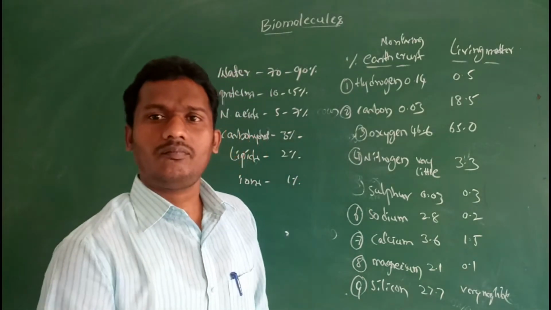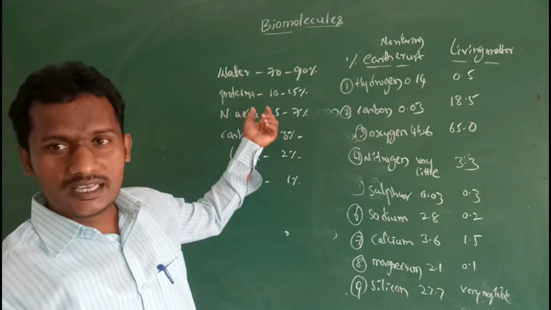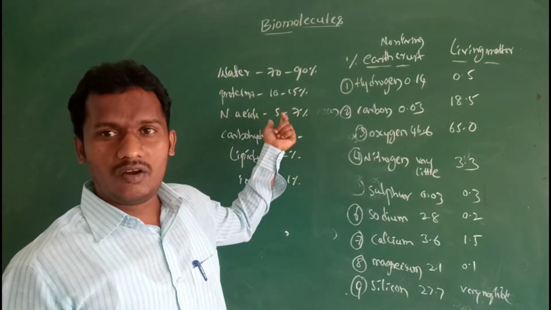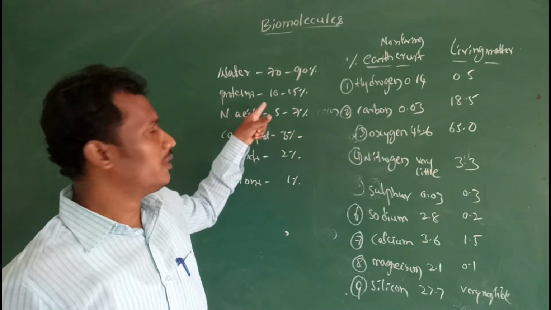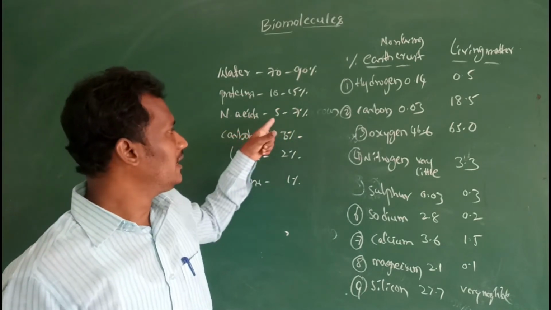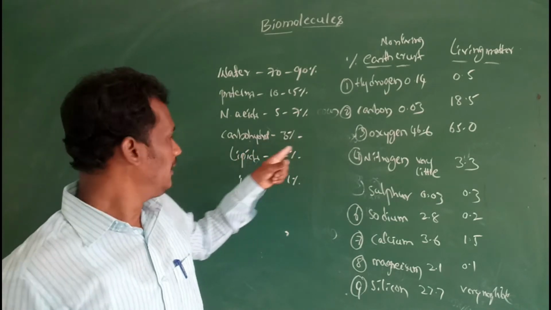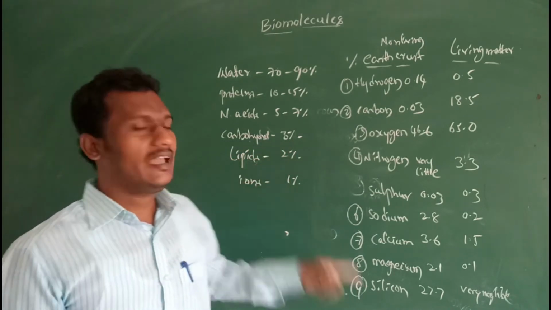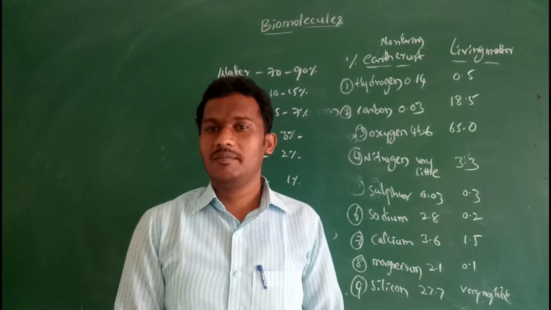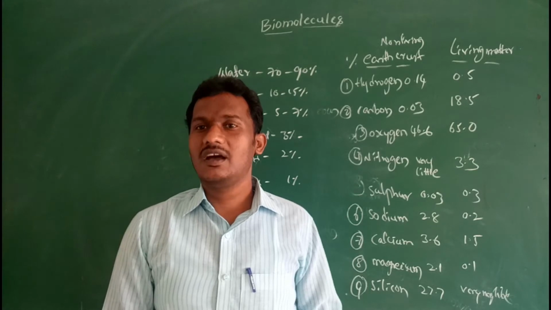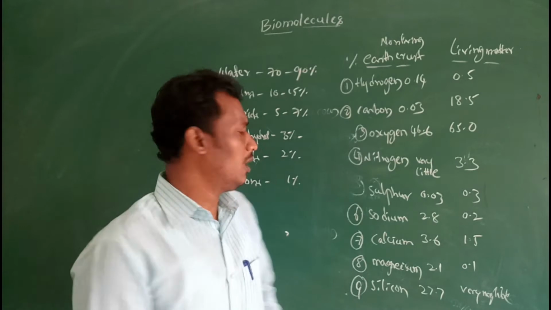Other substances are present in very trace amounts. So the average chemical composition in a cellular pool is water 70 to 90%, proteins 10 to 15%, nucleic acids 5 to 7%, then carbohydrates 3%, lipids 2%, then ions 1%. So by performing the chemical analysis, we reveal what types of chemicals are present in a cell or cellular pool.